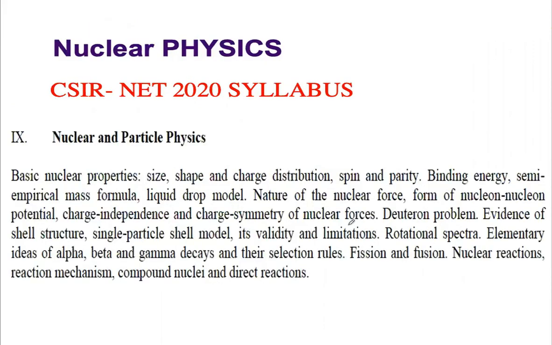So this is your syllabus of NET, GATE, CSIR, and almost 95% of the syllabus is the same as in the GATE paper. There are 2 or 3 topics which are different, like the collective model, which is part of the CSIR syllabus but is not mentioned in the GATE syllabus, and one or more topics which are not included in the CSIR, like the accelerators and the particle detectors.